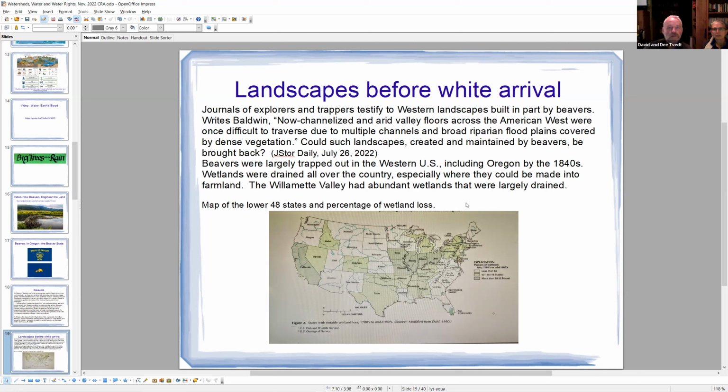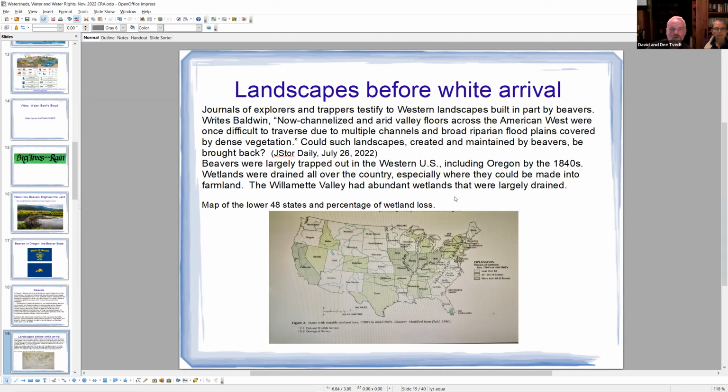So, landscapes before white arrival. Journals of explorers and trappers testify to Western landscapes built in part by beavers. Writes Baldwin, now channelized and arid valley floors across the American West were once difficult to traverse due to multiple channels and broad riparian floodplains covered by dense vegetation. Could such landscapes created and maintained by beavers be brought back? Beavers were largely trapped out of the Western US, including Oregon, by the 1840s.